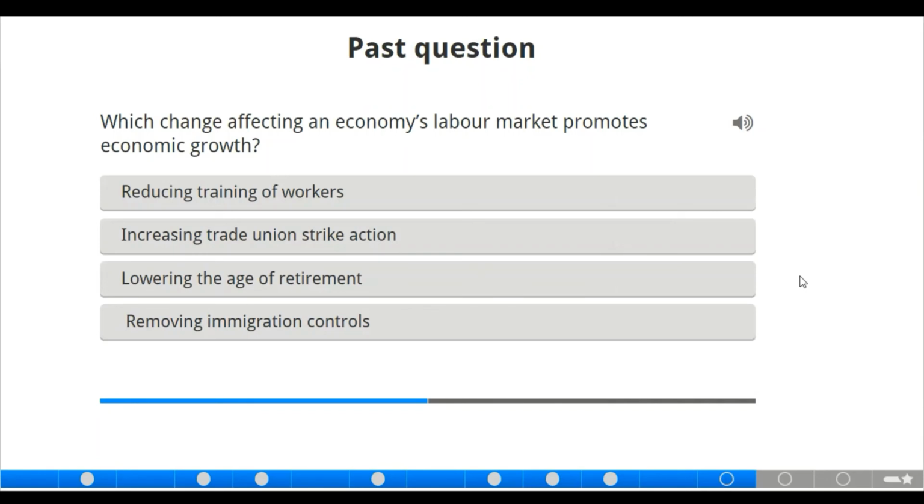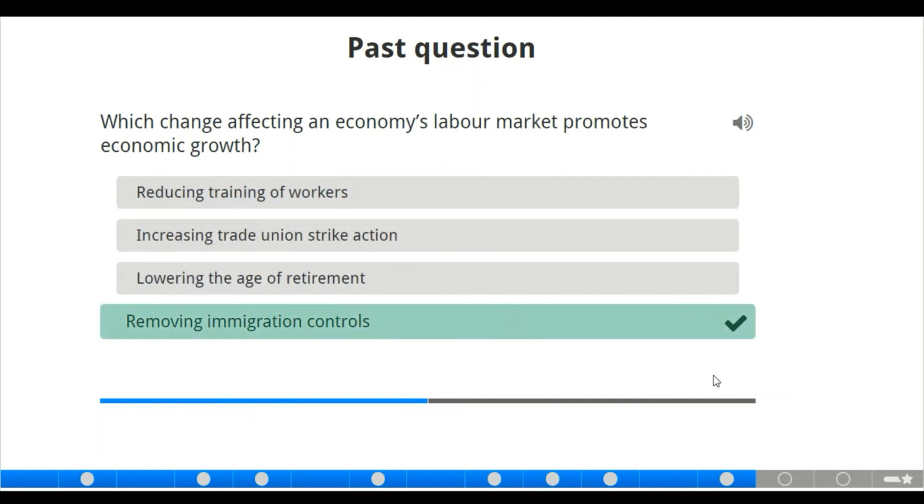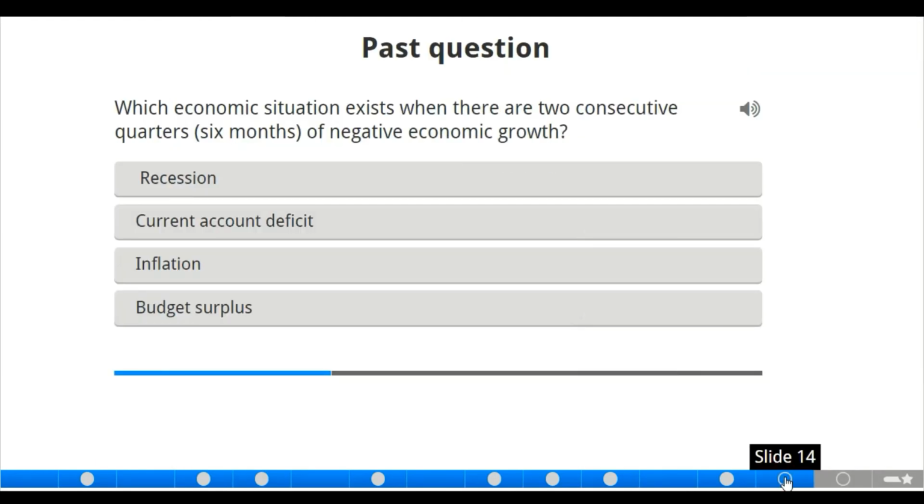Which change affecting an economy's labor market promotes economic growth? Now I like this question. Which change affecting an economy's labor market also promotes economic growth? Reducing training of workers, is that so? Increasing trade union strike action, lowering the age of retirement, or removing immigration control? Of course, it is removing immigration control. Moving to the next slide, we also have one or two past questions here.